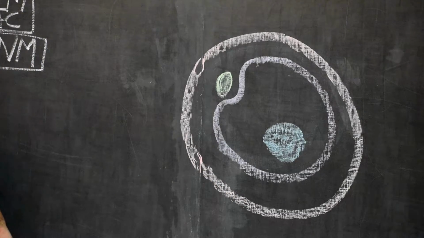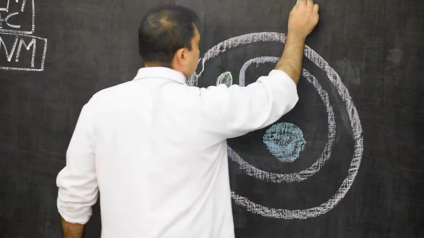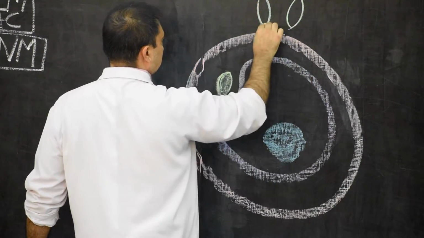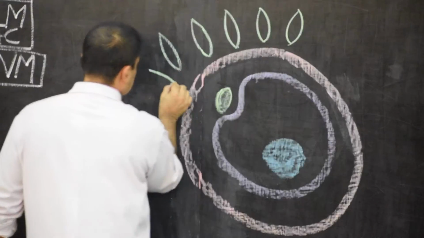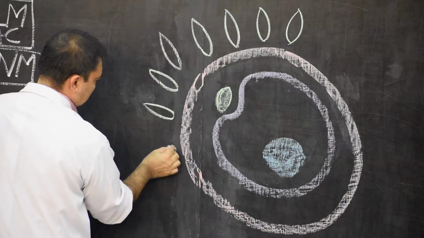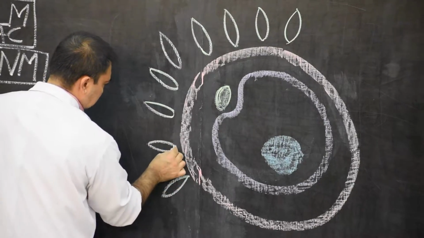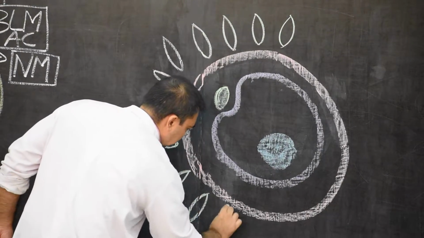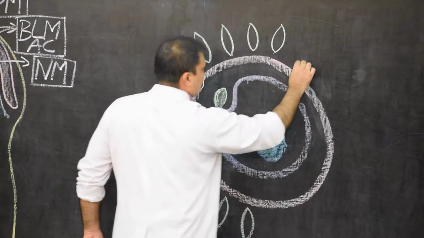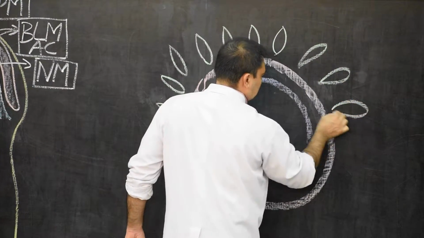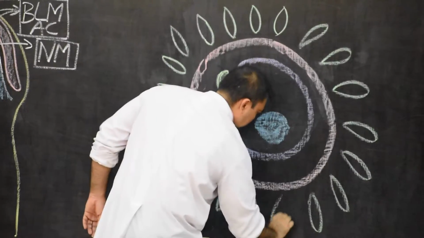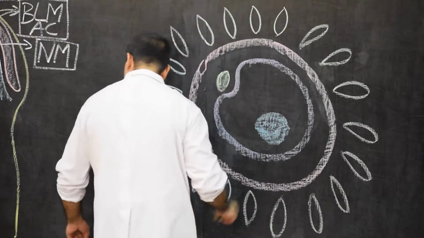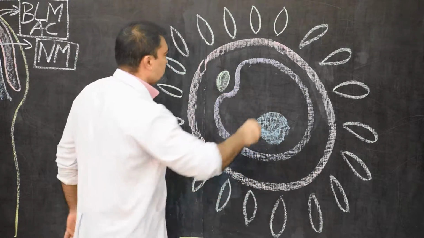And surrounding that, we are going to draw the structures of the corona radiata. These are the perpendicular cells of the cumulus oophorus. So these are the cells of the cumulus oophorus which are present perpendicular to the zona pellucida. This completes the entire diagram of the secondary oocyte. And here we will mark these structures, very important.